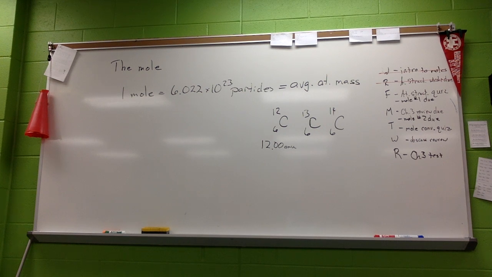So 1 mole is equivalent to the average atomic mass of any one element. And if we have that mass of that element, that means we have 6.022 times 10 to the 23rd atoms. So now I have 3 things that are equivalent to each other. Guess what we can make out of any 2 of those?